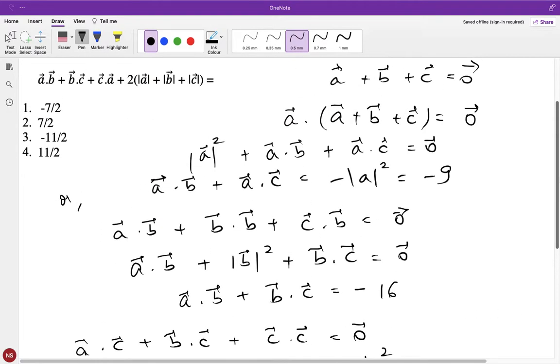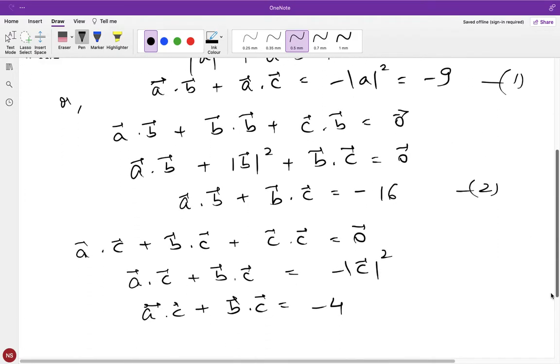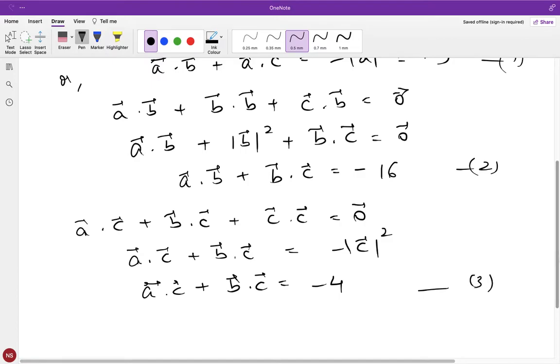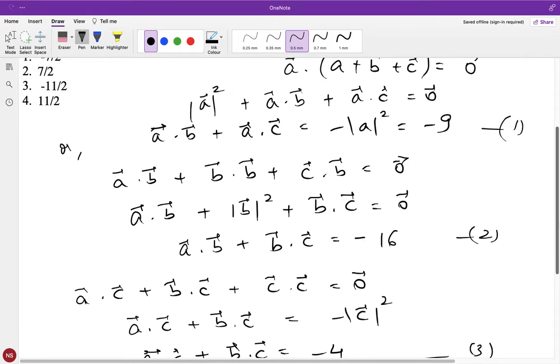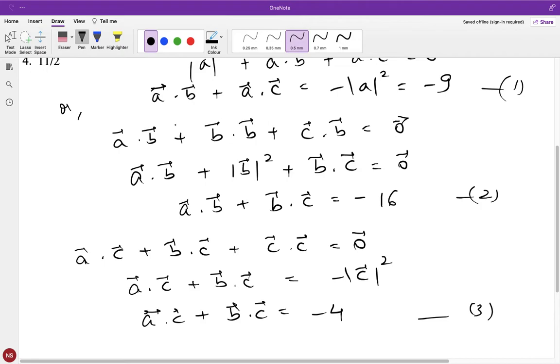So if this is equation 1, this is equation 2, this is equation 3, and if I add equation 1, equation 2 and equation 3, what will I get? A dot B plus A dot B, so twice A dot B, plus A dot C plus A dot C, so twice A dot C, plus B dot C plus B dot C, so twice B dot C.